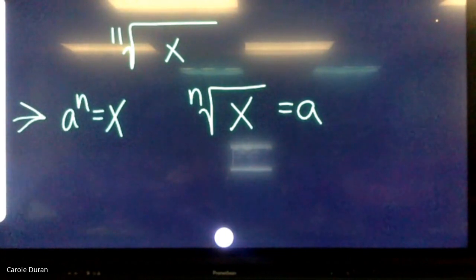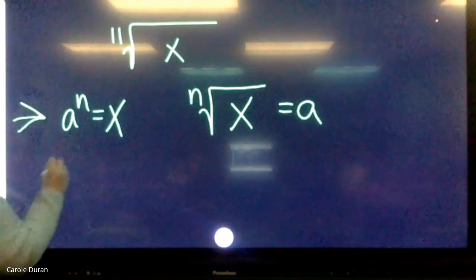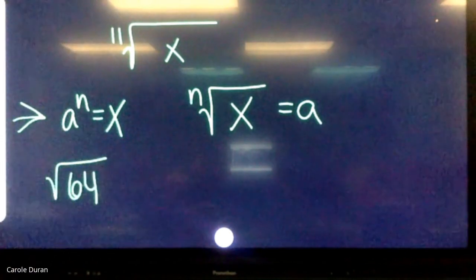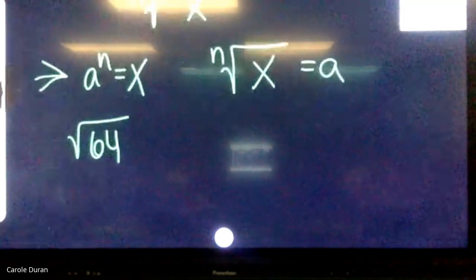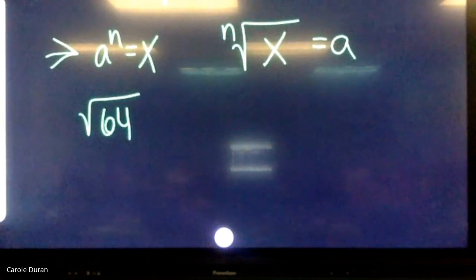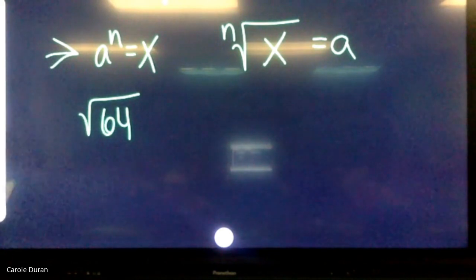We are not limited to just taking square roots. If there's no number in front of my radical, what root do I assume I'm taking? The square root. If there's no number there, we assume it's the square root. If there is a number there, we assume it's a different root. Okay, so make sure you're paying attention to that. There's no such thing as a one root or a singular root. It doesn't work.